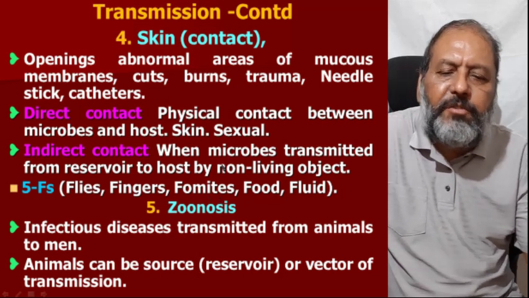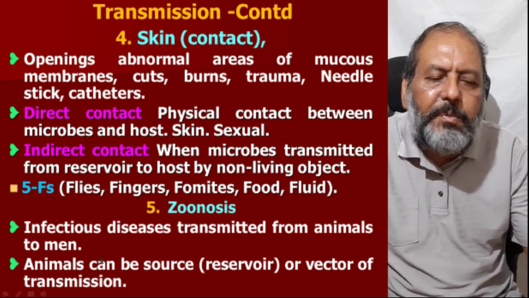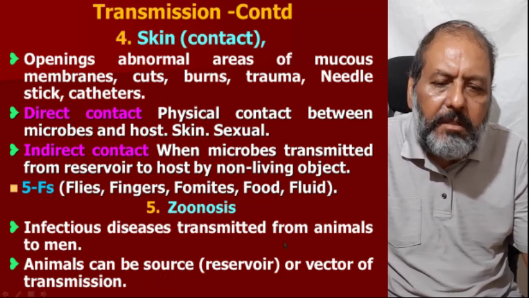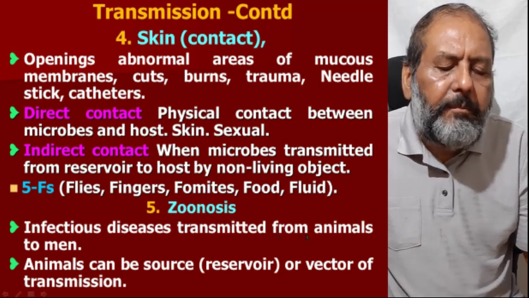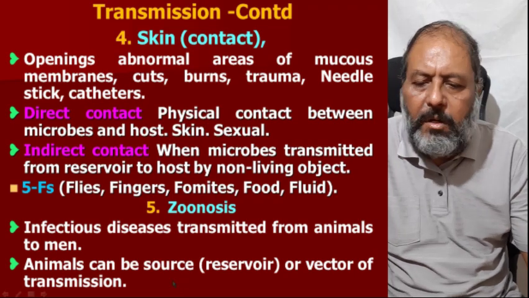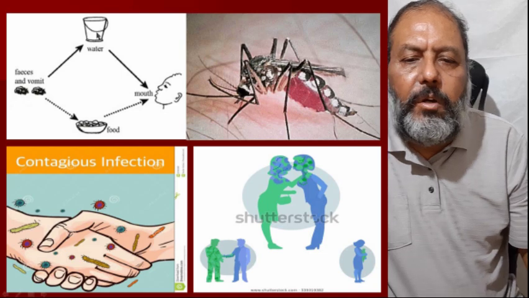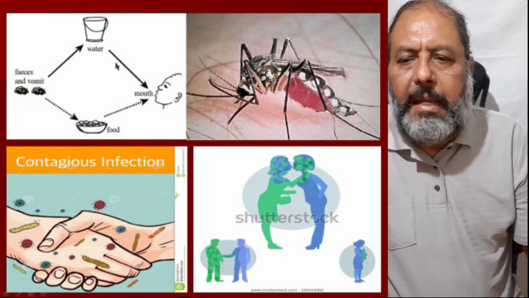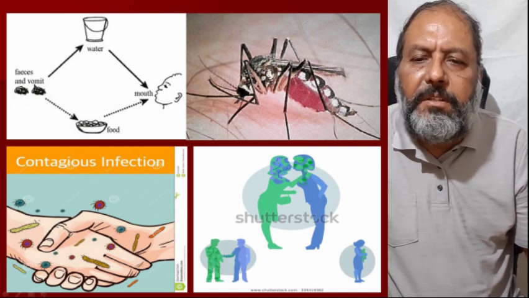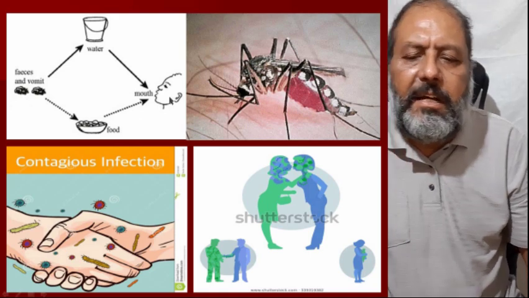The fifth way of transmission is zoonosis. Infectious disease is transmitted from animal to man through milk, through meat, and other things from the animal being used by the human being. Animals can be the source, reservoir, or vector of the transmission. Here one can see the water going into the mouth, and food contaminated with feces, and the water contaminated with feces is taken by the mouth by the ingestion way.